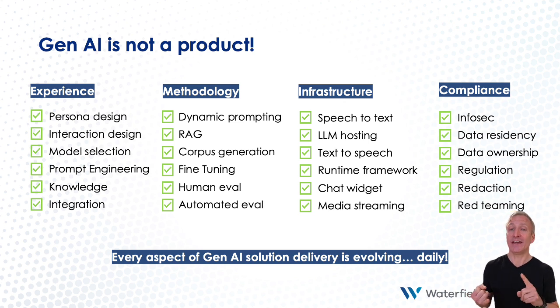And let's not forget compliance. We've got to consider information security, making sure that customers and that the AI doesn't have access to information that it shouldn't have. We've got to consider data residency, data ownership. A lot of model providers will use data to train their models, and that's not really appropriate for the kind of interactions that we have in contact centers. And then, of course, there's the evolving regulation around these. And you've got to consider redacting private information from logs and from the data that you use to train with.